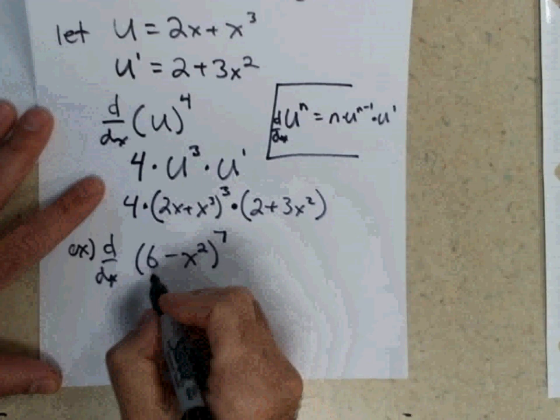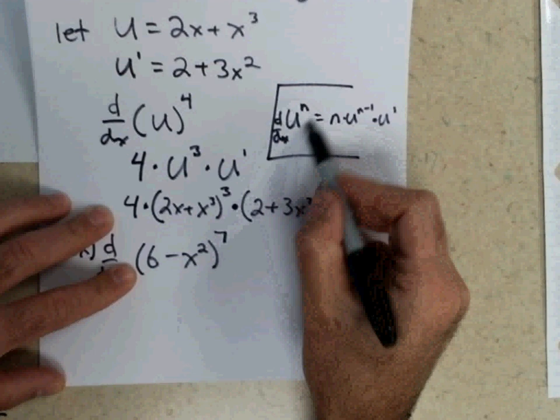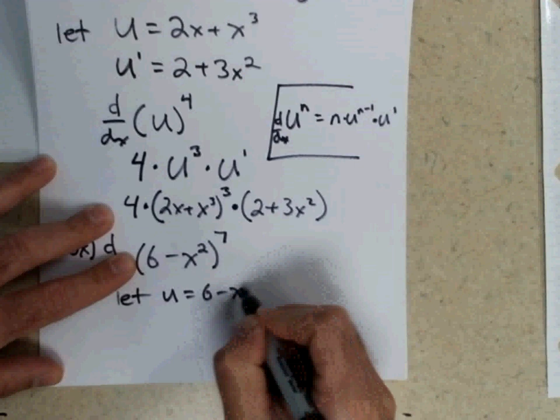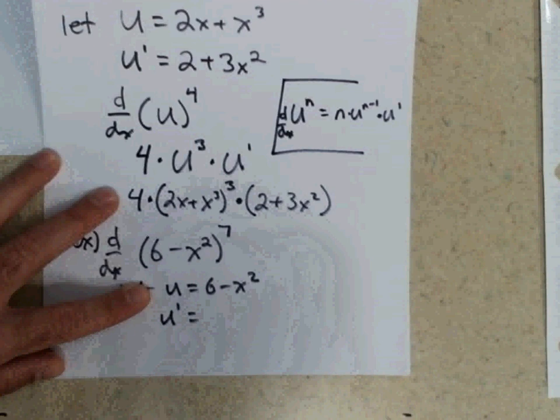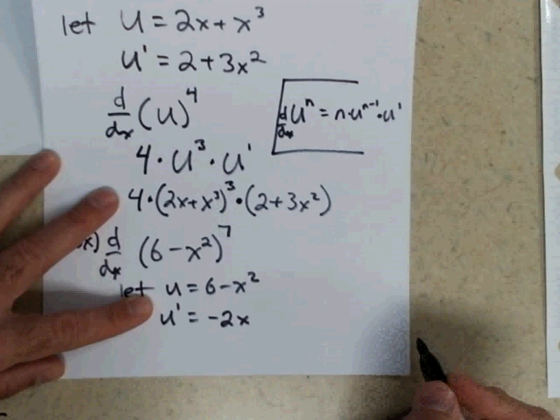So the first step is say, well, if I have the chain rule, I have to get a u. I have to make this show up. I have to make this situation appear. So I'm going to say, well, I'm going to let u equal 6 minus x squared. The moment you have u, it's just automatic. Don't even think about it. Just automatically write down u prime. In this case, the 6 goes away. I'm left with negative 2x.